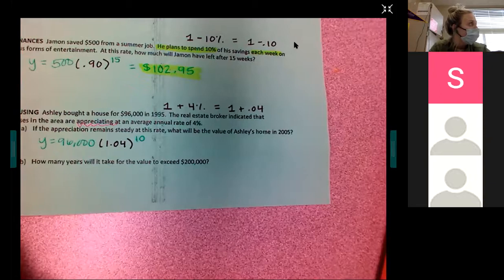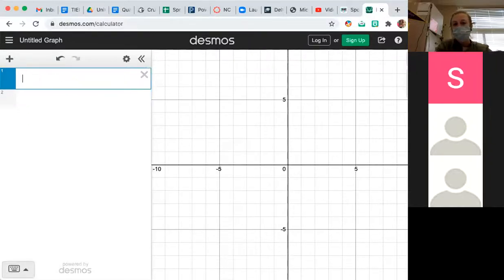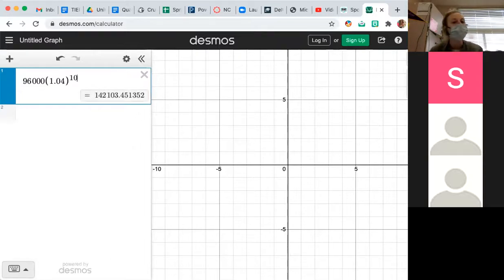So where are we going to go to do this? Desmos. So I'm going to switch my screen for y'all. I'm going to pull up Desmos. And you're going to click in Desmos in the box. You don't need to type in the y. You're just going to type in the number. So 96,000. What was my factor again? 1.04. And what are we raising it to? How much is her house worth after 10 years?